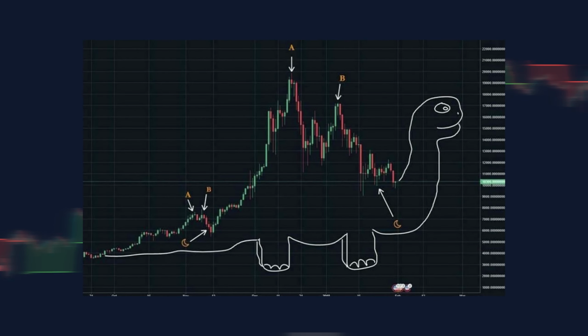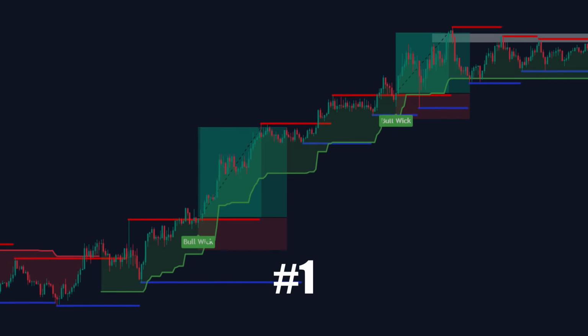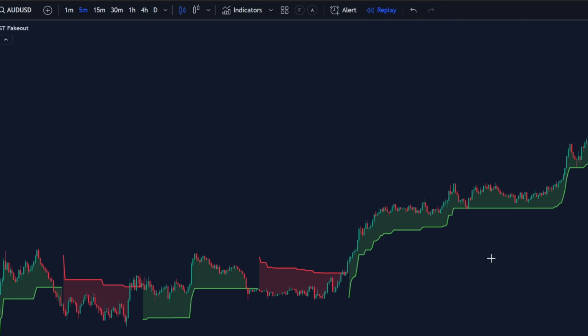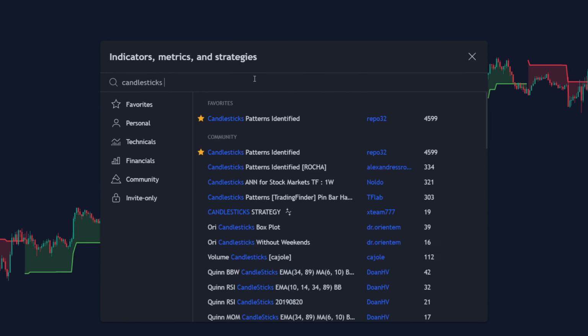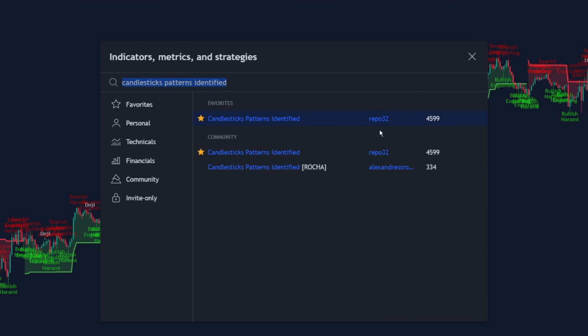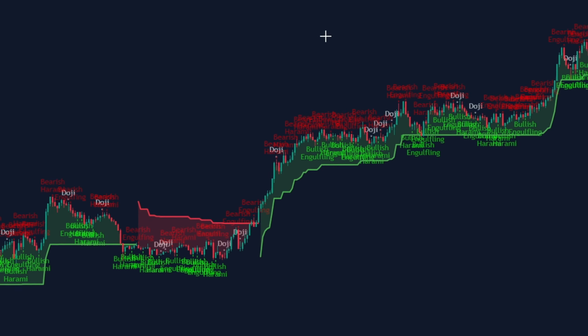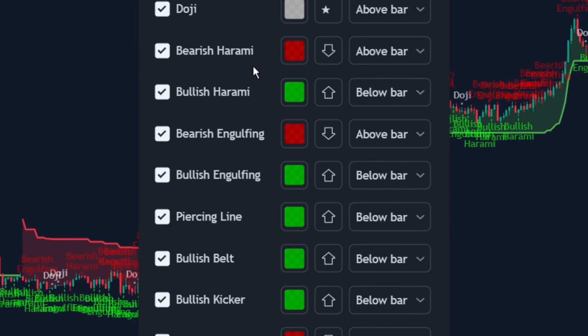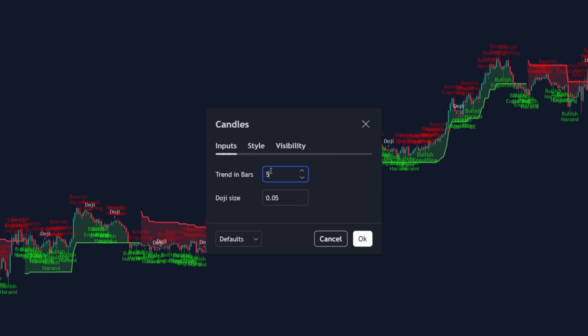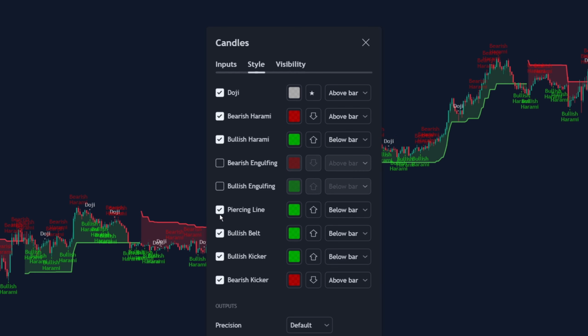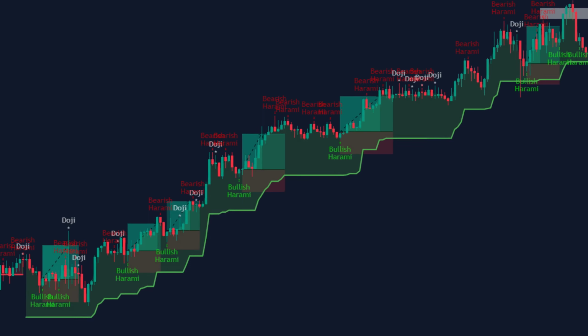Now for the price action part, I will show you 3 different indicators that you can choose from based on your trading style. For the first one, type in candlesticks patterns identified and select this one by Repo 32. With this indicator, you will be able to see any candlestick pattern that you like and use it for entries. From my testing, I noticed that setting the trending in bars to 7 and using bullish and bearish harami patterns for entry works quite well.